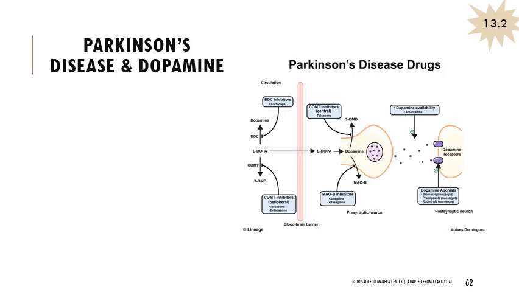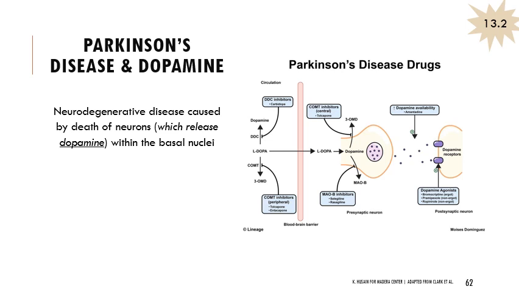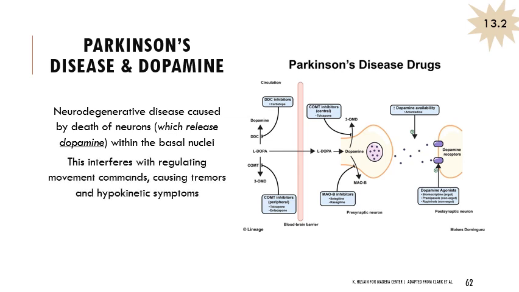So you might have heard of Parkinson's disease, which is a neurodegenerative disease, meaning that it affects already developed nervous systems. So it's more common in older individuals. It causes the death of neurons, specifically those that release dopamine, which is a neurotransmitter, remember, in the basal nuclei. And so when you don't have that supply of dopamine, that leads to problems in regulating movement commands, which causes tremors and a lot of the symptoms associated with Parkinson's disease.